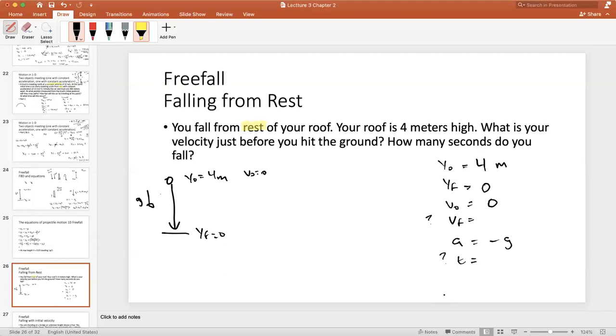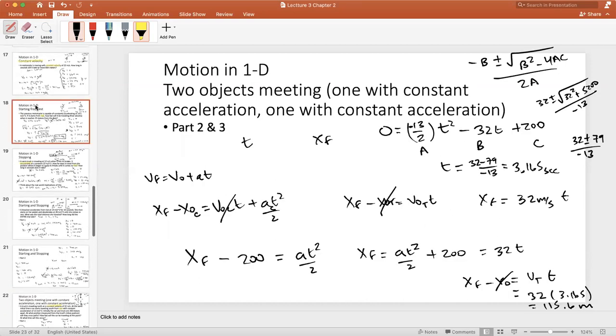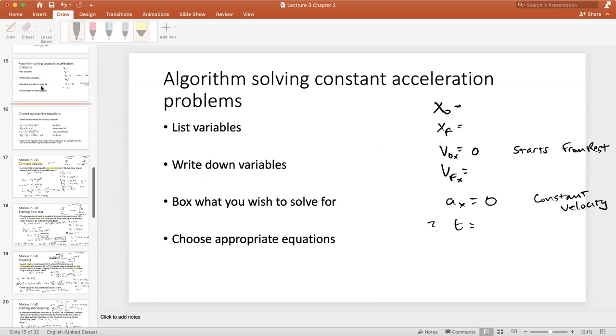So again, we can go to look at the equations, but I will tell you, we've been using v final is equal to v naught minus gt. We don't have v final, and that should tell us, if we go all the way back to these, where did we do this?